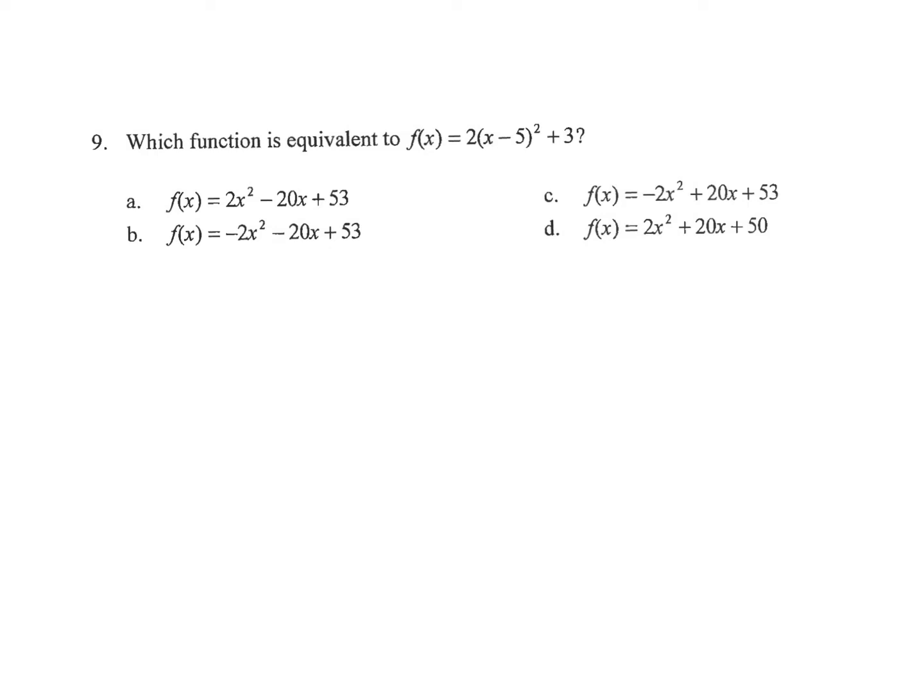So let me just write down the original. It's 2 times (x minus 5) squared plus 3. First thing to remember is our PEMDAS, our rules of operation. What operations do we do first? We always start with our exponents. Now, this exponent of 2 only applies to the x minus 5 in parentheses, and that's what we have to do first before we multiply by 2 or add 3.